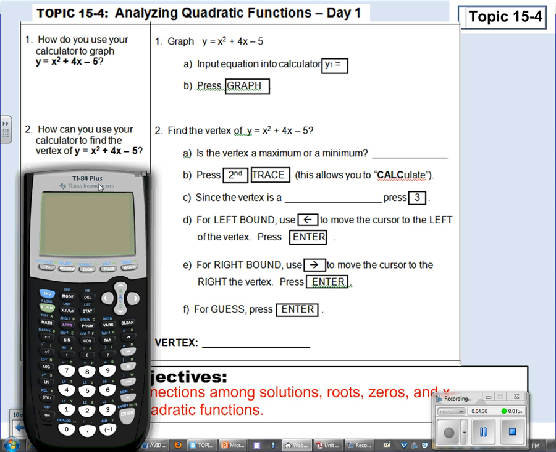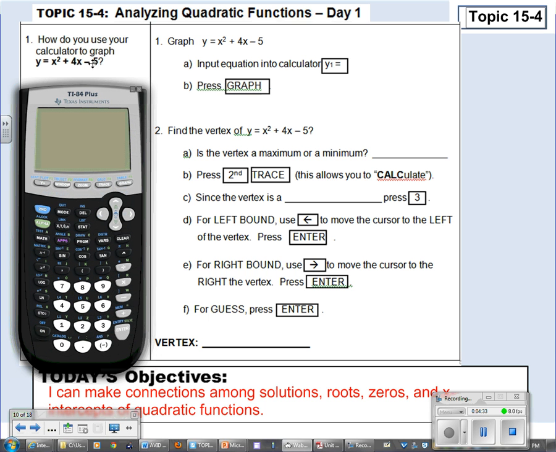Our first question is, how do we graph, or how do we use our calculator in order to graph our quadratic? Well, we have a y equals, and our calculator has a y equals. I'm going to clear my calculator because it was being used before, and I want to start new.